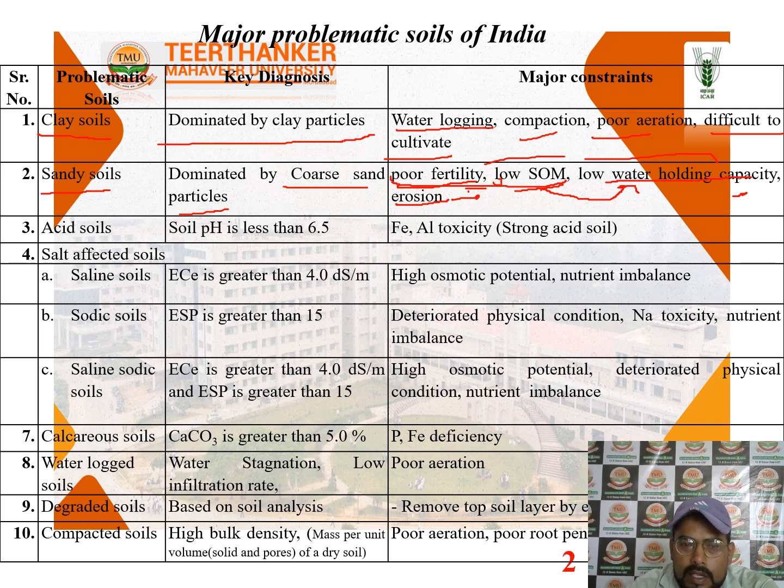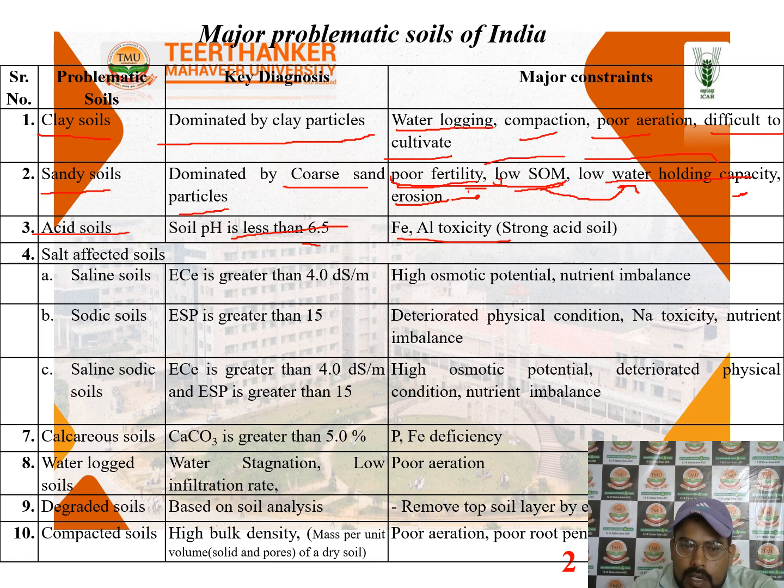Third is the acidic soil. Soil becomes acidic when the pH is less than 6.5. This type of soil specifically increases iron and aluminum toxicity and decreases the nutrient salts in the soil.